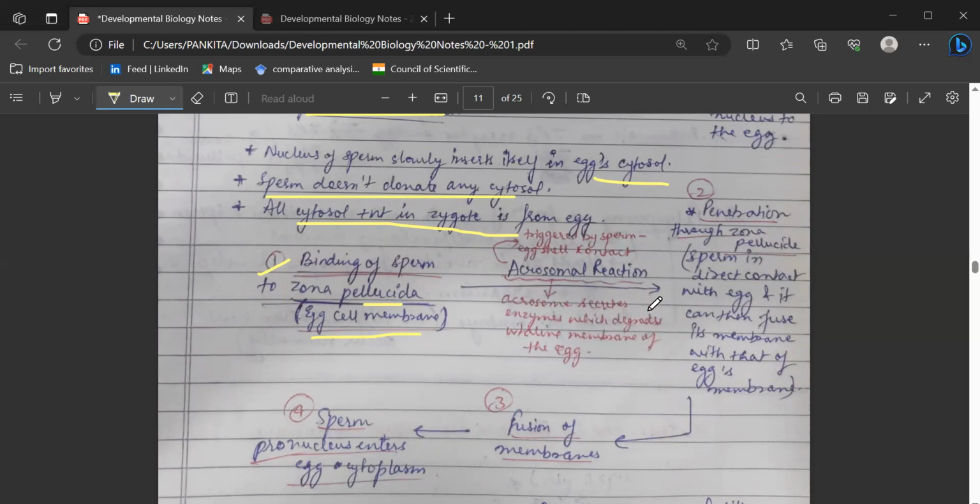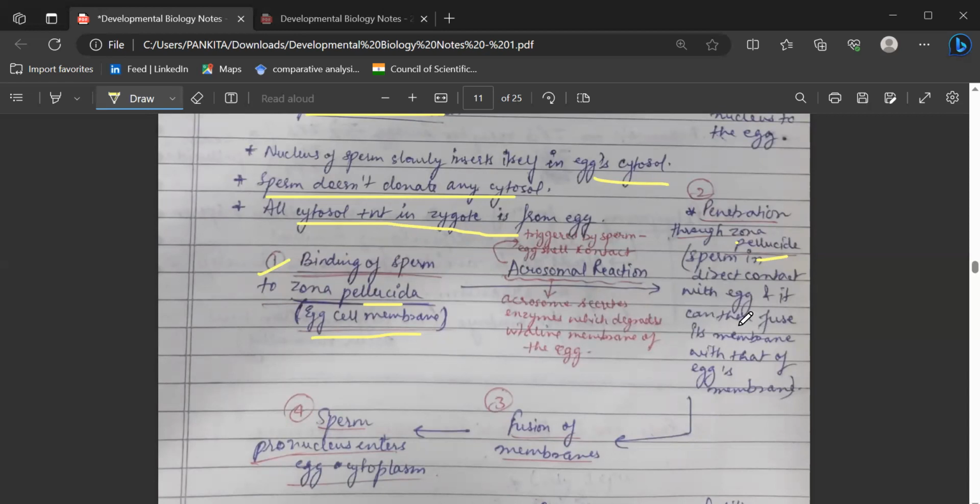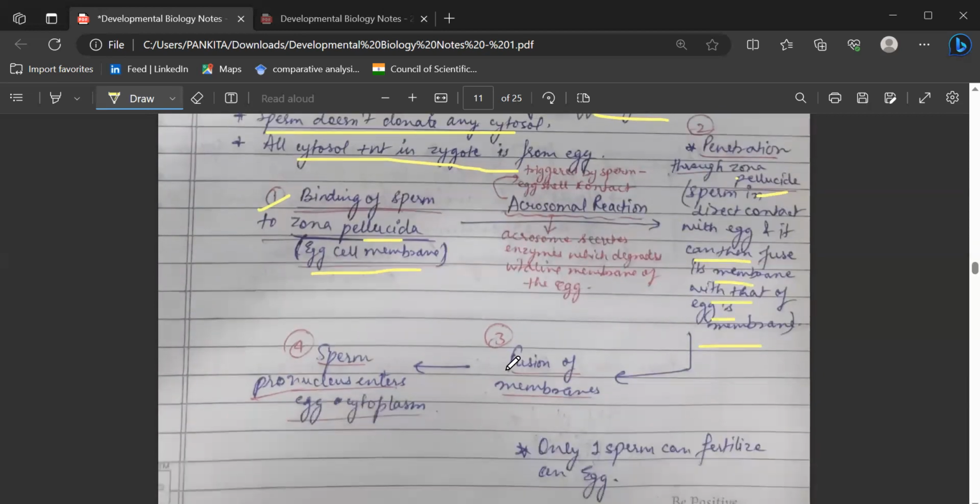Then in the second step, the sperm penetrates through the zona pellucida because the sperm is in direct contact with the egg, and then it can fuse with the egg's membrane. Finally, the fusion of the membranes of both happens, and the sperm pronucleus enters the egg cytoplasm.